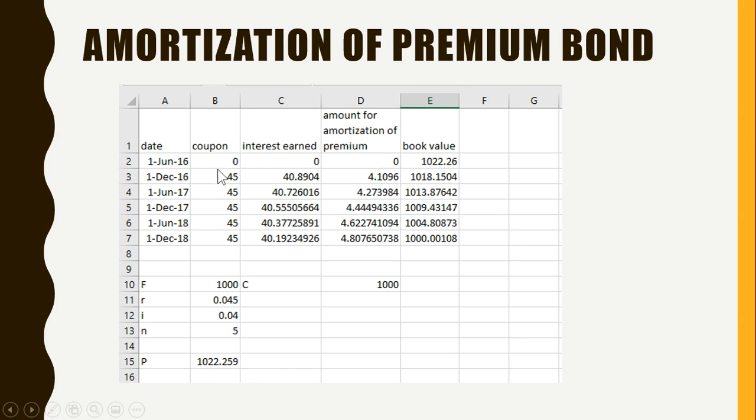And look at the coupon here. It states that we will get 45 ringgit as interest, but the actual interest that we count is 40 ringgit and 89 cents. That means we actually lost 4 ringgit 10 cents in this coupon. So the column of amortization of premium, we sum up this column, and we know that this amount is what we lost to invest in this bond.